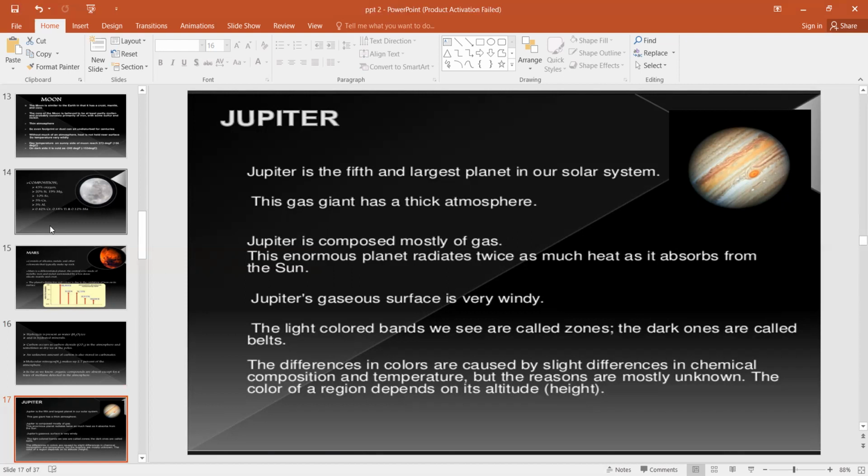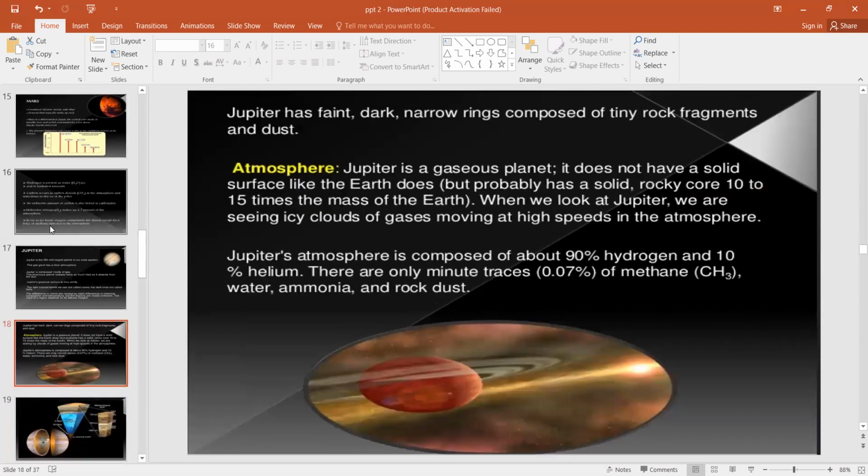The light-colored bands that can be seen through a telescope from the Earth are called zones, and the dark ones are called belts. The differences in the colors are caused by slight differences in the chemical composition and temperature, but the main reasons are mostly unknown. The color of a region depends upon its altitude. Jupiter has faint, dark, narrow rings composed of tiny rocky fragments and dust.